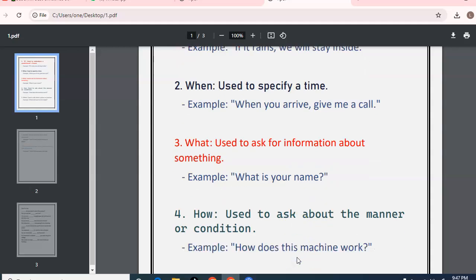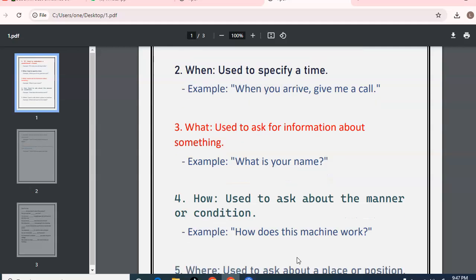We say how does this machine work. Here I'm asking about the process of the machine working. So in this situation I will write how. So for manner, condition or process we use how. Another example I will give you, how do you make a cake? It means you need to give the process of making the cake.